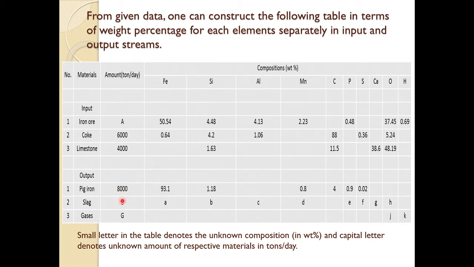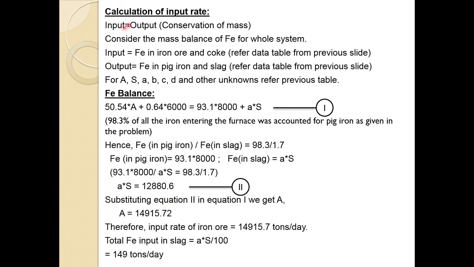Also iron we are getting a lot in slag. So, that is a calculation: input equal to output, conservation of mass. So, the materials balance which you do. Consider the mass balance for iron: iron in iron ore and coke; similarly, output iron in pig iron and slag. As I have shown you in the previous table, this would be the balance for the iron.